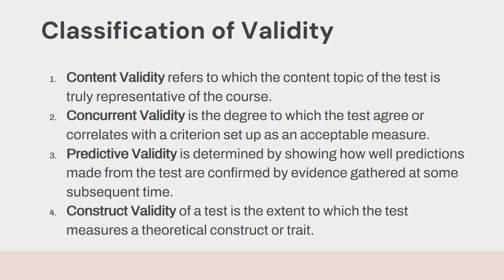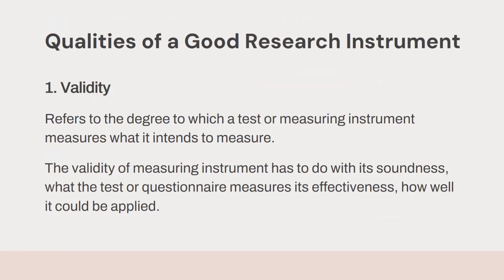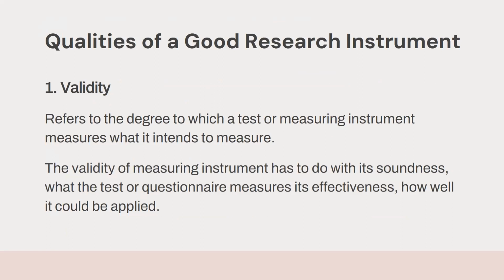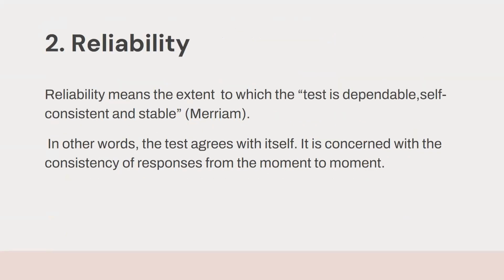Sa study ninyo, hindi nyo naman kailangan i-define mabuti yung part ng validity and reliability, but you have to understand this one kasi gagawa kayo ng instrument nyo for the research instrument. Remember na sa validity, kailangan your research instrument must measure what it needs to measure. Okay? So, pwede nyo maging guide ito. Then we have here reliability, which means the extent to which the test is dependable, self-consistent, and stable. So, in other words, the test agrees with itself. It is concerned with the consistency of responses from moment to moment.